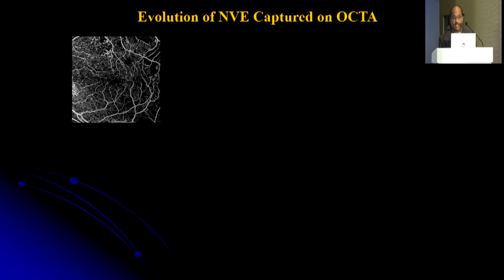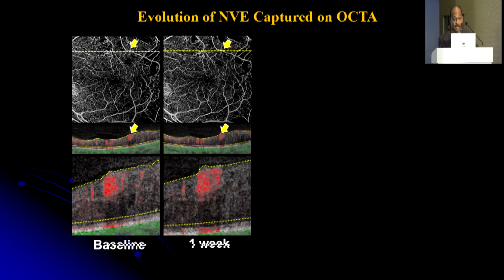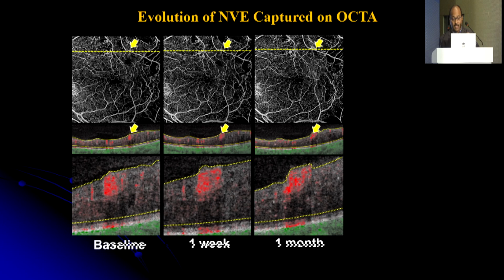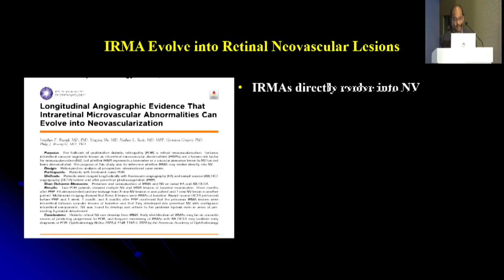It's also great for looking at evolution of NV, as I mentioned earlier. It's captured on OCTA. You see a little bit of neovascular tuft there. On the flow map, you see there's a little hypervascularity there. In magnification, you see it's still below the ILM. So it's still IRMA. And in time, in 1 week, you see it slowly coming up and pushing up that ILM, and you're seeing the early birth of a neovascular complex. Now, after 1 month, you see it pushing up further, coming up above that level, and at 3 months, you see it bursting through, and now it's a full-blown NVE. So this is great documentation of IRMA going on to becoming an NVE.